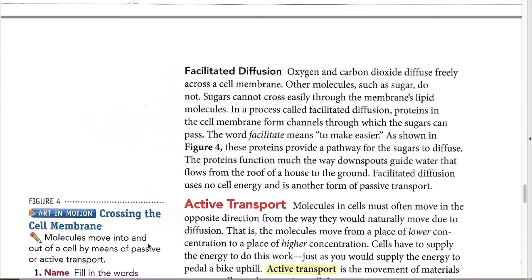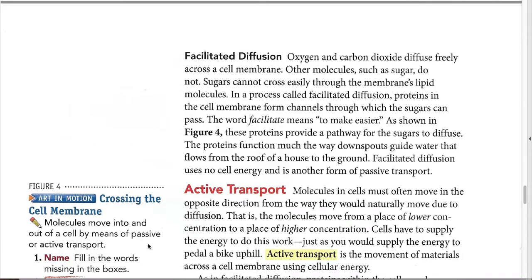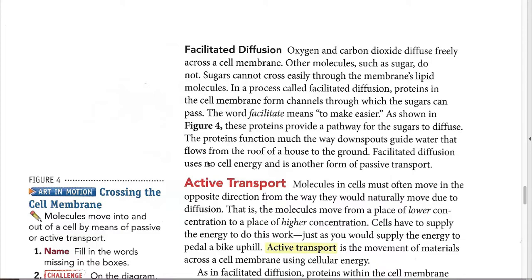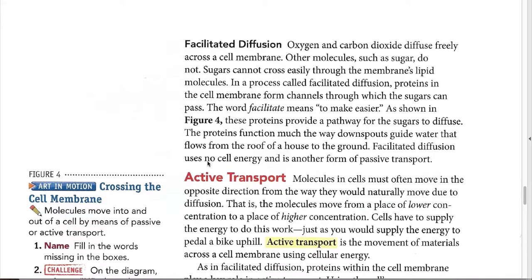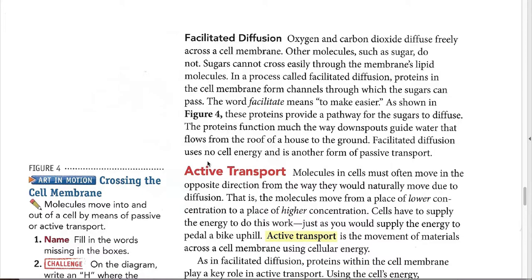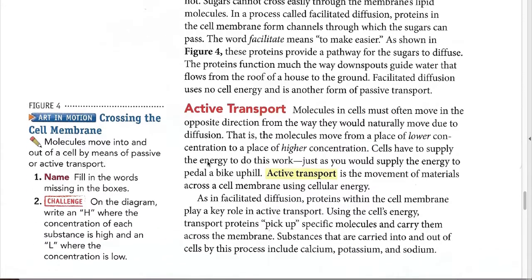Facilitated diffusion. Oxygen and carbon dioxide diffuse freely across the cell membrane. Other molecules, such as sugar, do not. Sugars cannot easily cross the membrane's lipid molecules. In a process called facilitated diffusion, proteins in the cell membrane form channels through which sugars can pass. The word facilitated means to make easier, as shown in Figure 4. These proteins provide a pathway for the sugars to diffuse. The proteins function much the way downspouts guide water that flows from the roof of a house to the ground. Facilitated diffusion uses no cellular energy and is another form of passive transport.